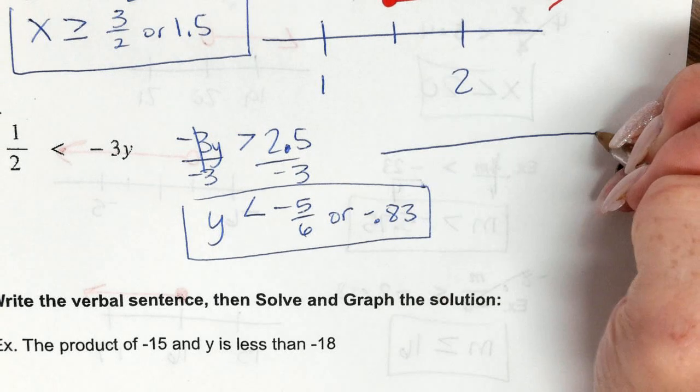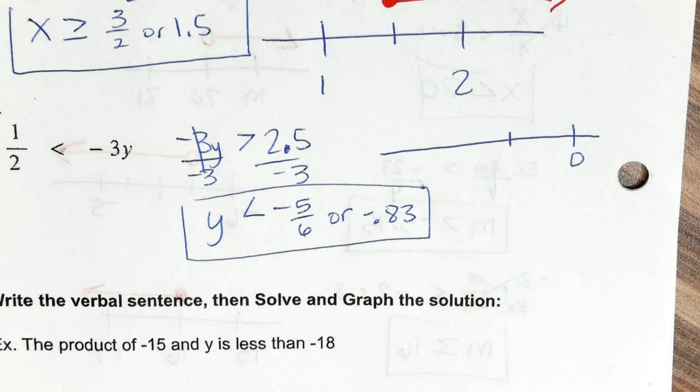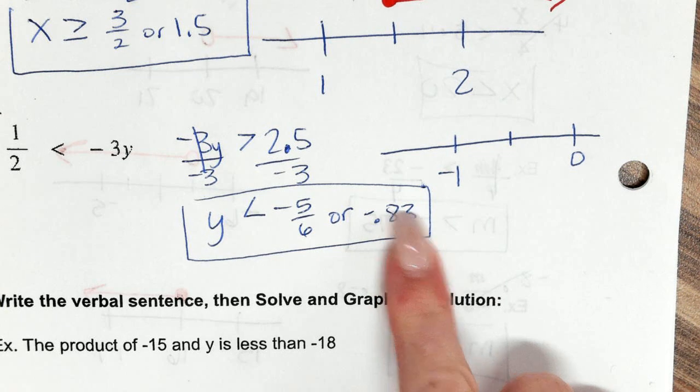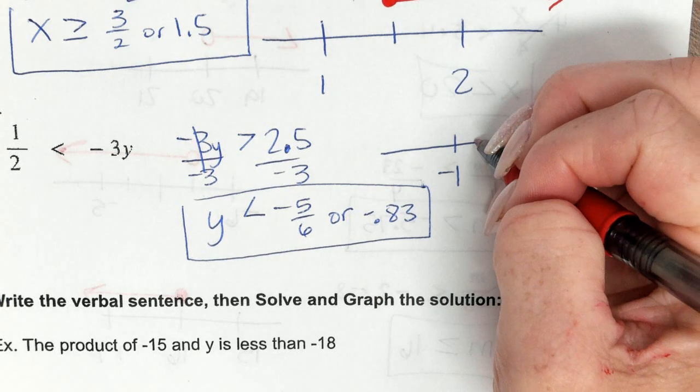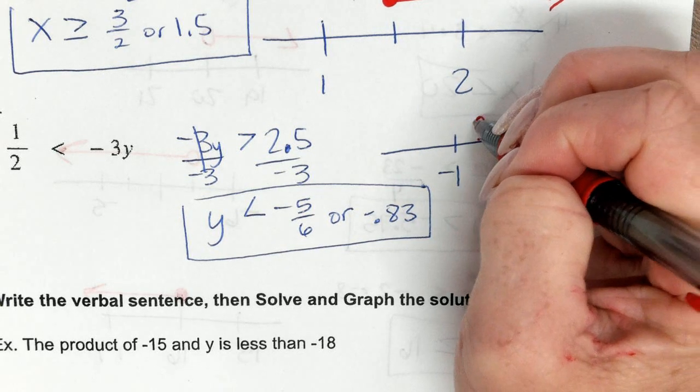So here's my number line. Here's 0. Here's negative 0.5, and here is negative 1. Negative 0.83 is going to be closer to the negative 1, and it's an open dot shaded to the left.